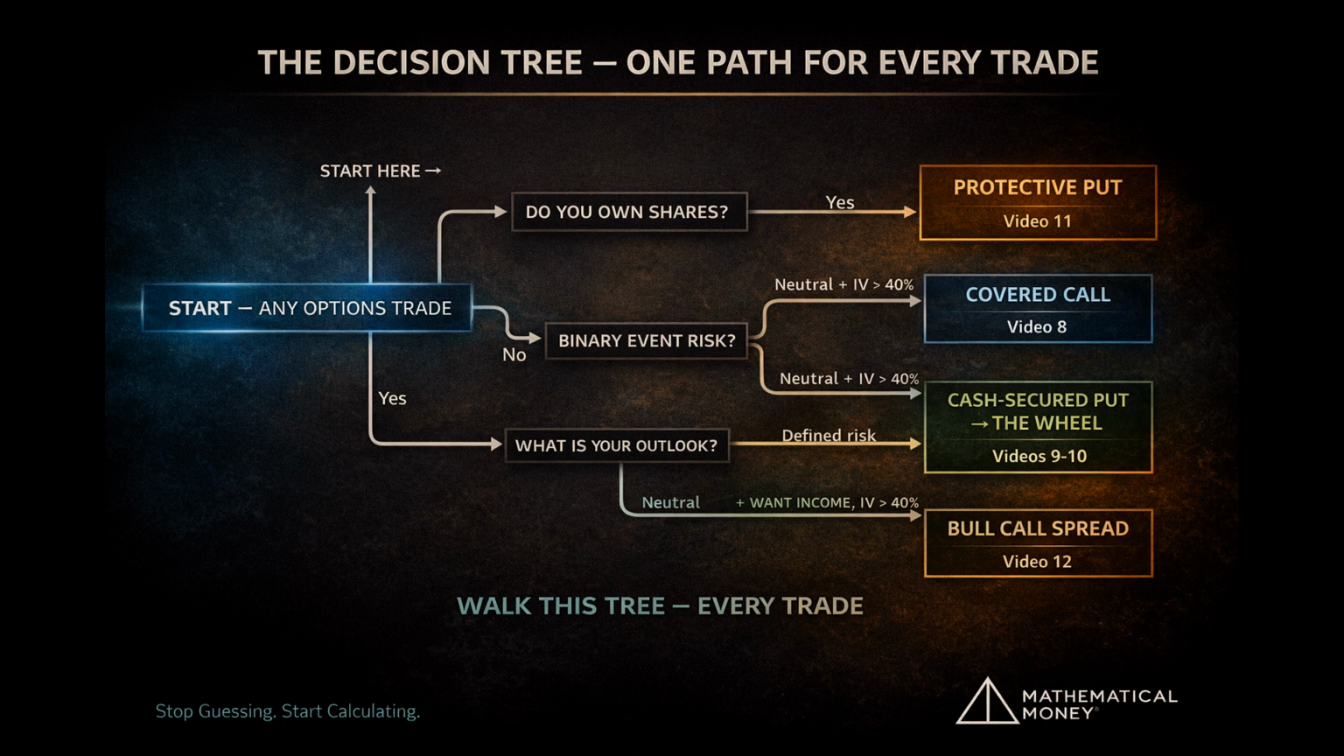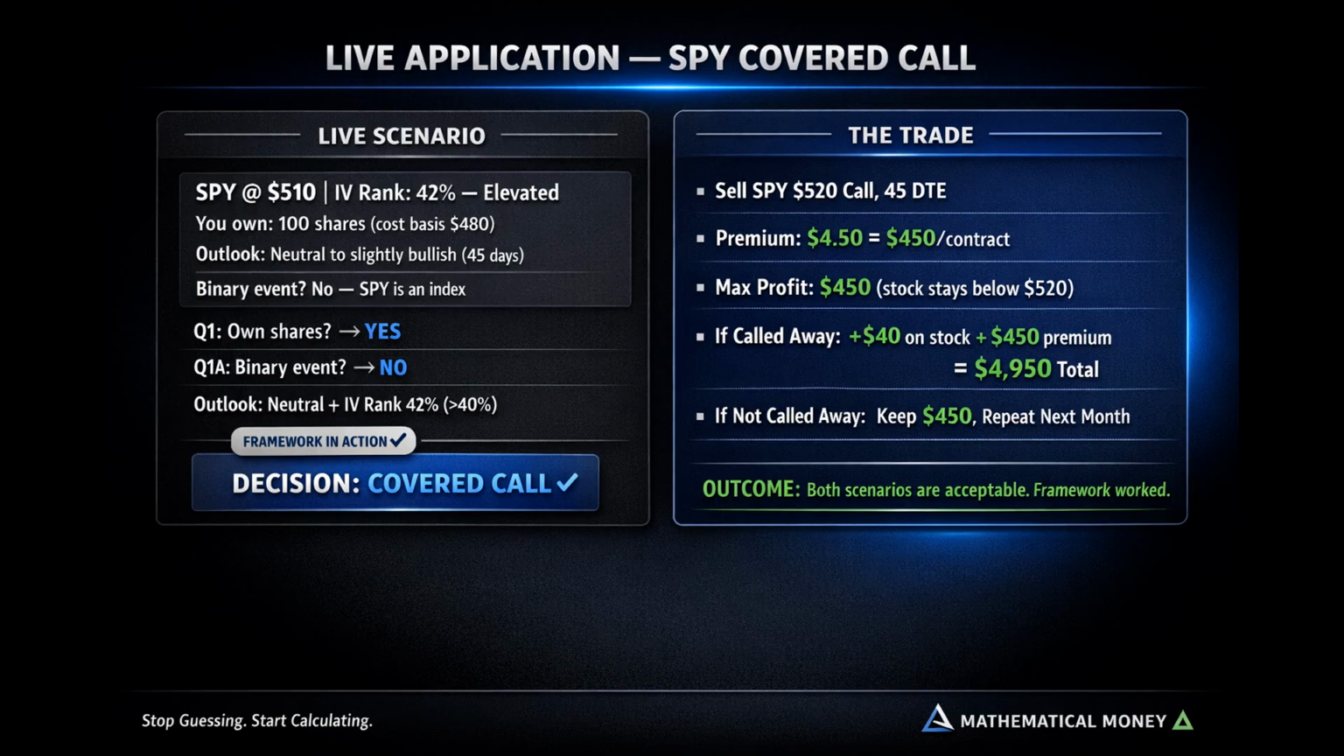This tree collapses 5 strategies into a single, repeatable decision process. Walk this tree before every options trade. If you cannot answer one of the 4 questions clearly, you do not have enough information. Wait until you can answer all 4 before placing the trade. Here is a live application of the framework.